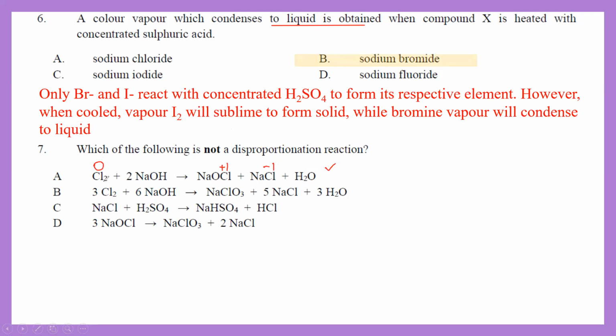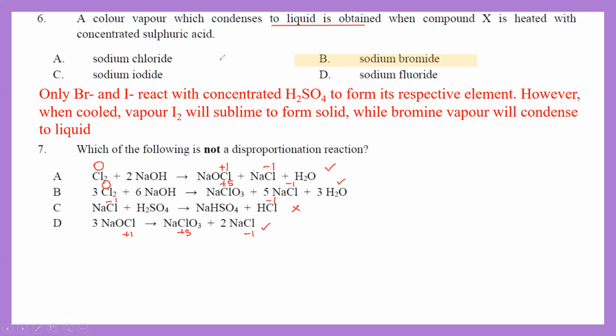And then in 3Cl2 plus 6NaOH, the chlorine changes from 0 to +5, and then this is -1. So again, this is a disproportionation reaction. NaCl, which is -1, when reacting with H2O to form NaOH and HCl, this is also -1. So this is not a disproportionation. And 3NaOCl, which is +1, disproportionates to become NaClO3, which is +5, and NaCl, -1.